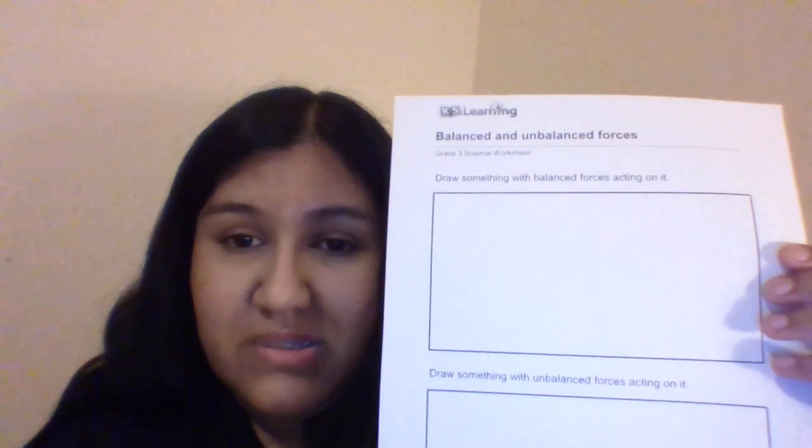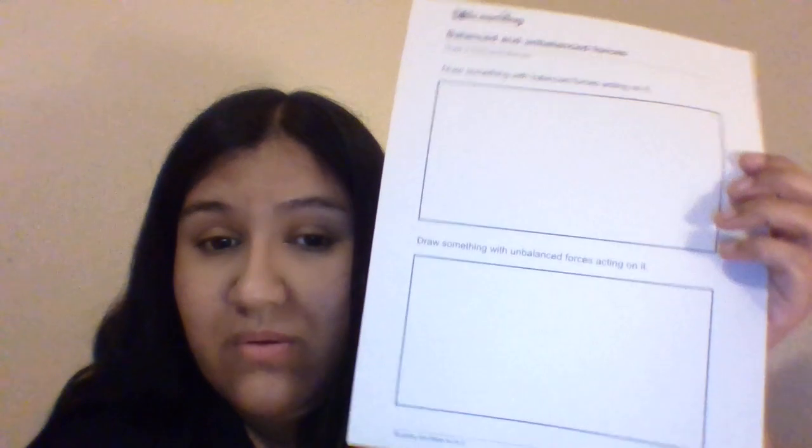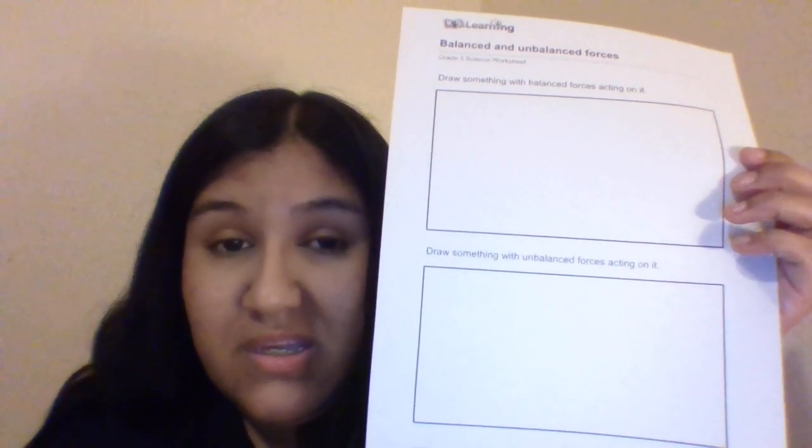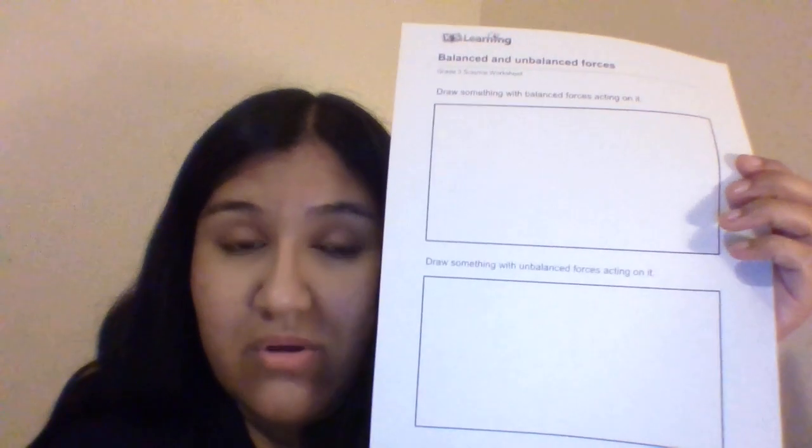And then another worksheet that I have is again on balanced and unbalanced forces. So this is like what they had earlier, which was to come up with their own ideas in their narrative. Now here they can draw it out if they don't exactly have all the supplies they would need to actually conduct the activity. They can just draw it out on here.